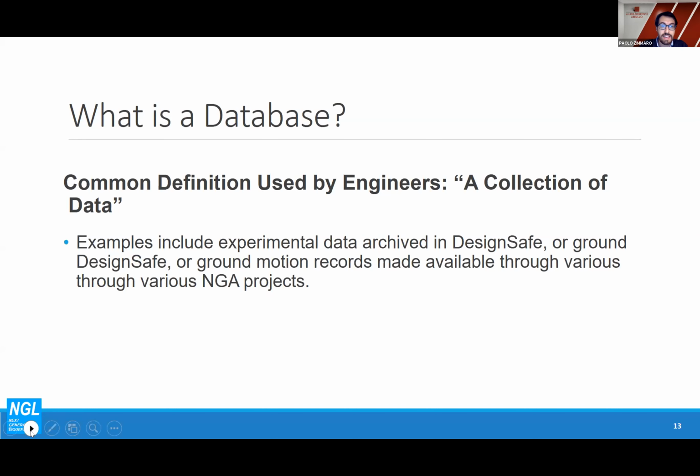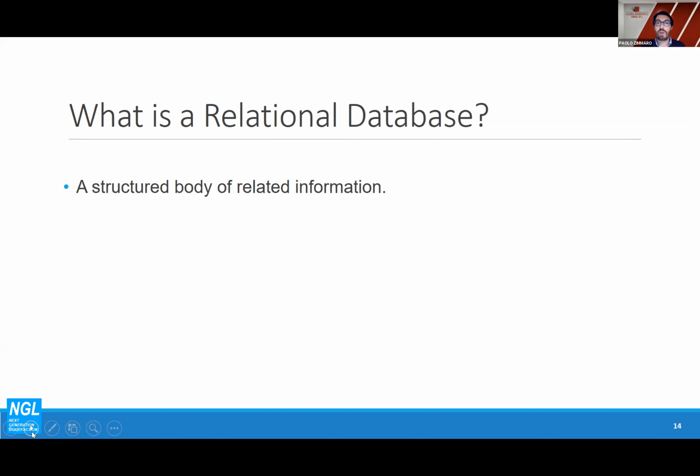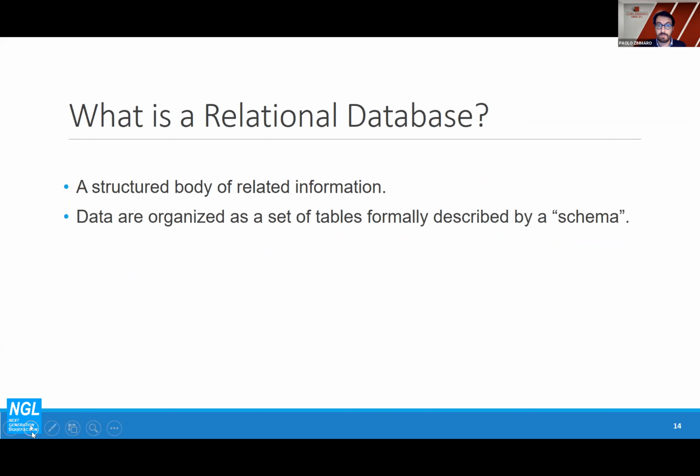A relational database is something that has relationships between individual pieces of information that are then organized into tables. This is what the data science community calls a database, and it's usually written in MySQL, Microsoft Access, and so forth. And so what we are going to talk about today is a relational database. NGL is structured as a relational database. So it's a structured body of related information. Data is organized based on tables, and the relationships between tables are described by a so-called schema.